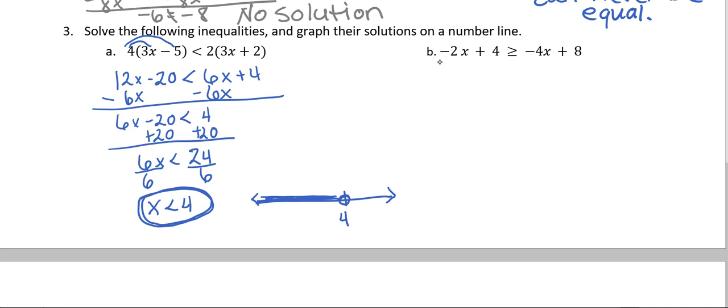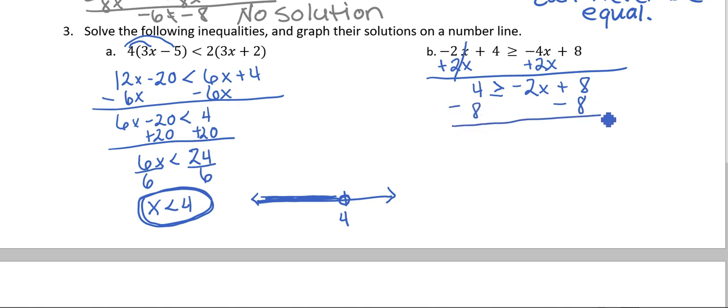Okay, and the next one, I am going to begin by adding 2x to both sides, eliminating my variable on the left side. So now I have 4 is greater than or equal to negative 2x plus 8. To get my variable on its own or isolated, I'm going to subtract 8 on both sides. That leaves me with negative 4 is greater than or equal to 2x, or I'm sorry, negative 2x.